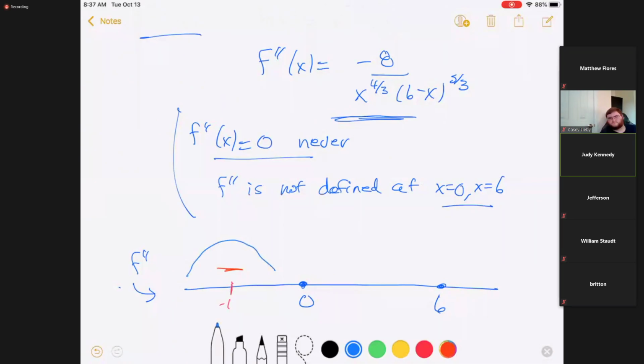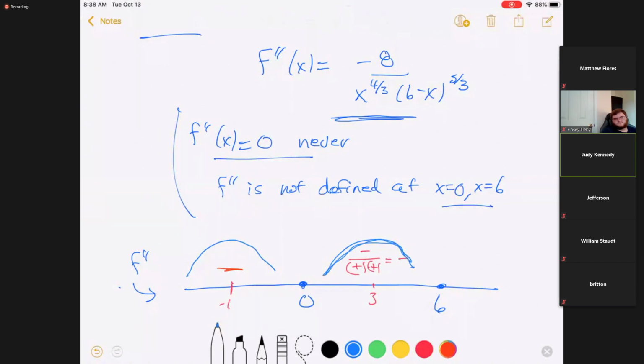Okay. Between 0 and 6, say at, how about 3 is in there? Okay, we still get negative on the top. X to the 4/3 is always positive. 6 minus 3 is +3. That's positive. So it's still negative. And that means that it's still concave down. Okay, so no change in concavity at 0.